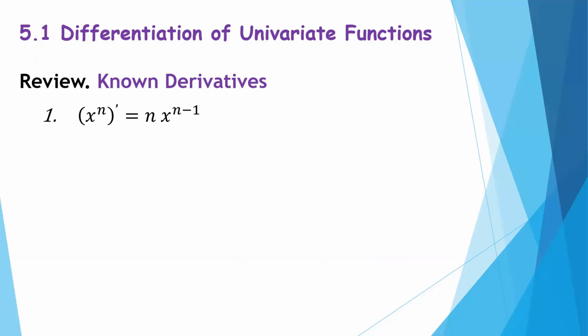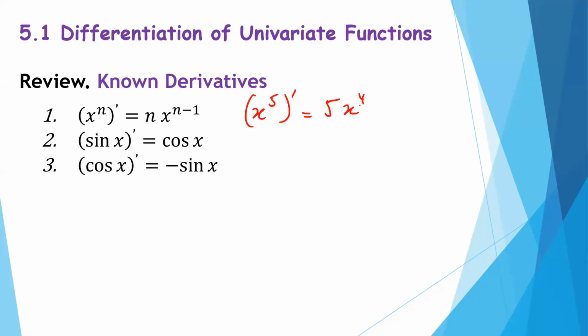The derivative of the power function x^n is n x^(n-1). For example, the derivative of x^5 is 5x^4. The derivative of sine is cosine. The derivative of cosine is minus sine. The derivative of ln x is 1 over x. And the derivative of exponential x is exponential x. You all must know these formulas.